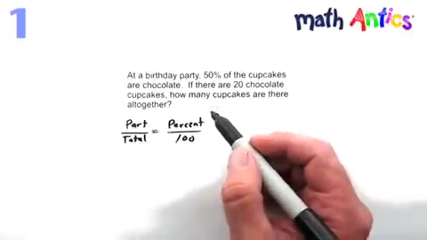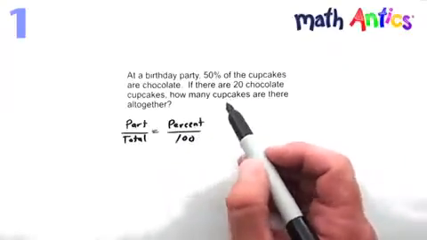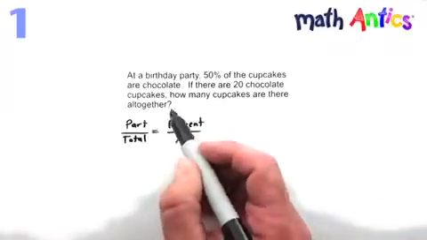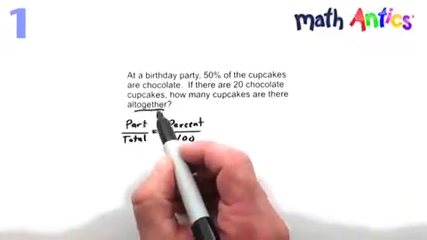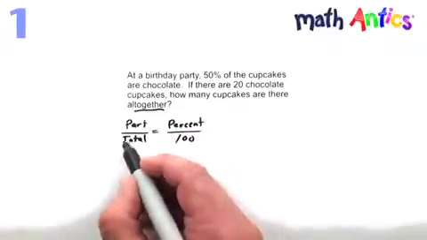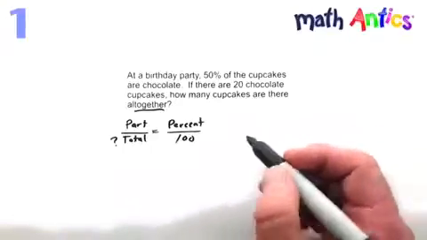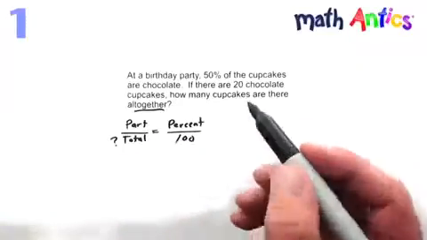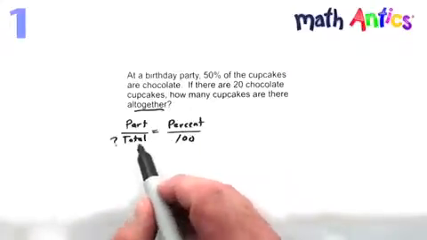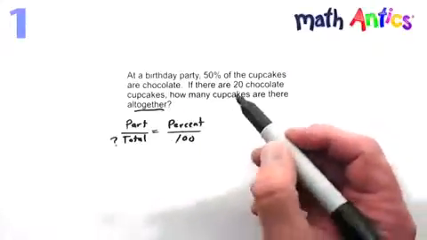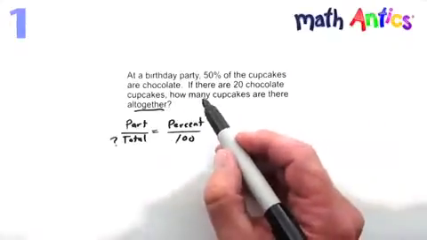What are we trying to figure out here? Well, the question says, how many cupcakes are there altogether? Altogether is our clue, our key word, that the total is what's missing. And the fact that this video is called Percents Missing Total, that's a pretty big clue too. But how else would we know that that's what we're supposed to figure out? Well, by the information that it does give us.